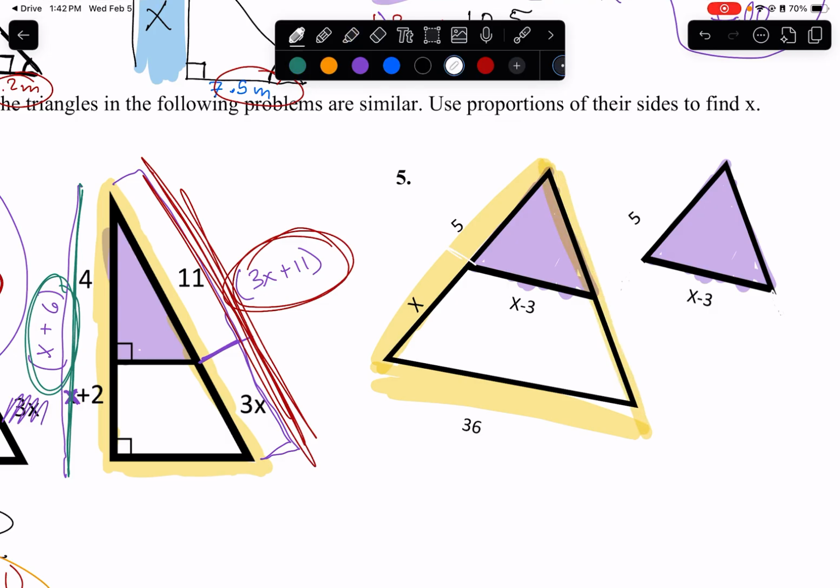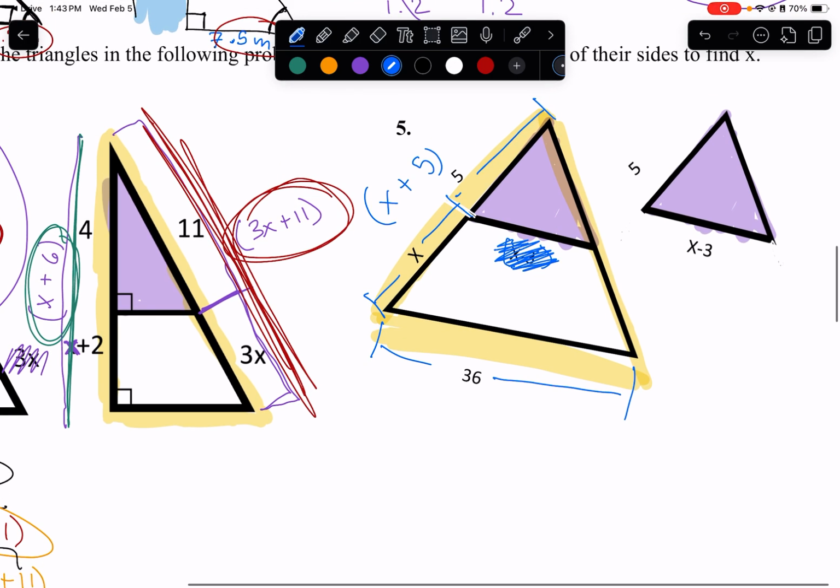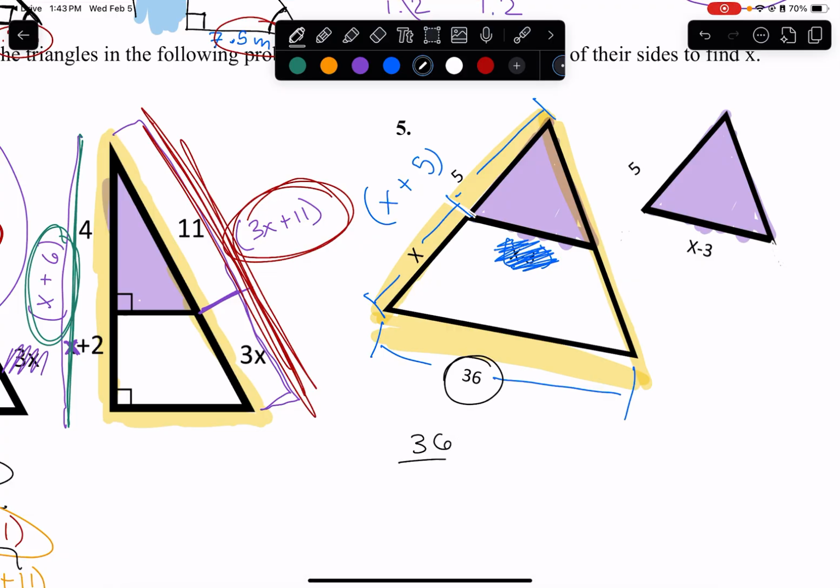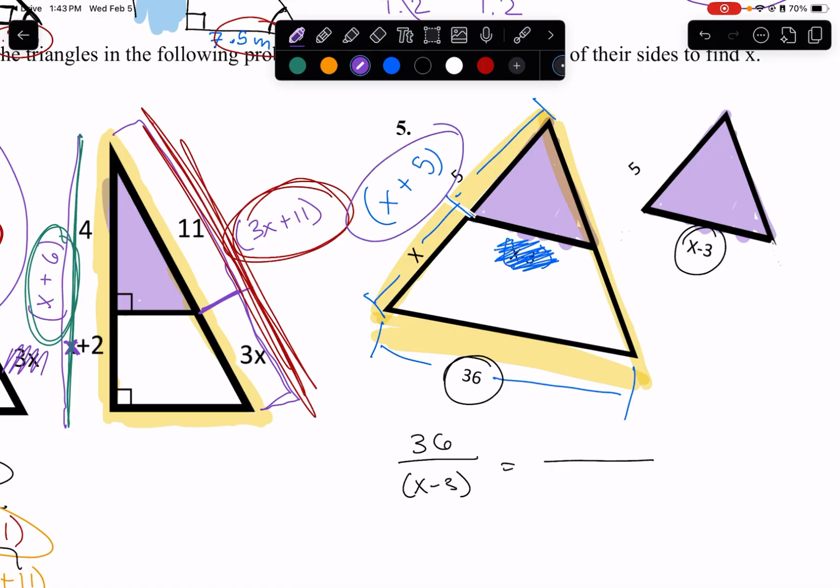This chunk right here to the left is x. This chunk here on the right is 5, so to get their total, it's x plus 5. I don't need to do anything with this because that's not part of this larger triangle. And then this whole side's 36 already. For this one, I'm going to take the triangle on the left. So I'm going to use this 36 first. I'm going to divide that by x minus 3. And then set that equal to, and go back to the triangle with the 36, so the x plus 5.